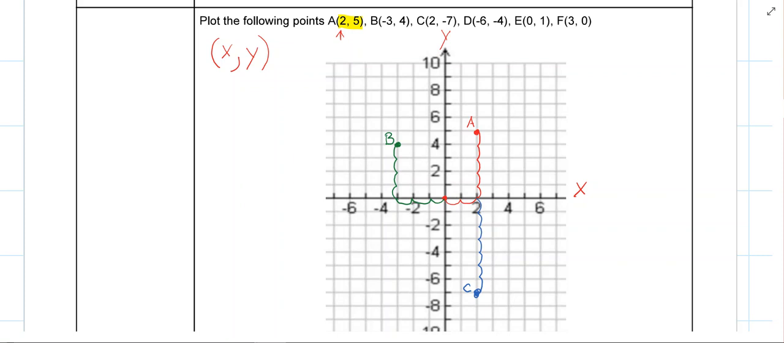D, -6, -4. All the way out to -6 and down to -4. You can see this spot that I'm doing is both -6 and -4. So this is D. E is 0, 1. 0 means you don't move left or right, you just go up 1. Label it E. And this one here, F, is 3, 0. So you go out 3 and then don't go up or down because it's 0. And that is F.